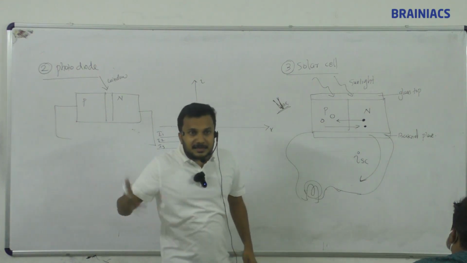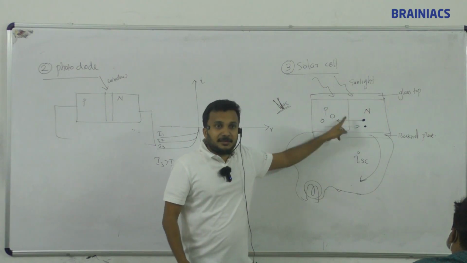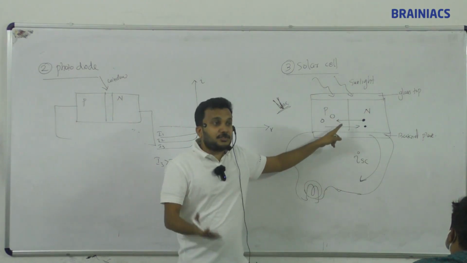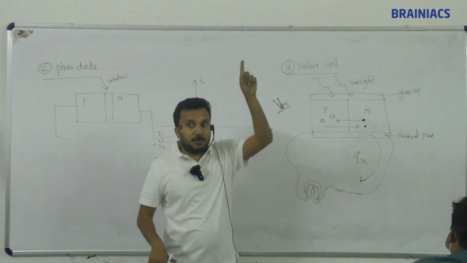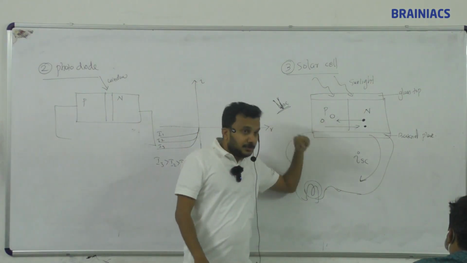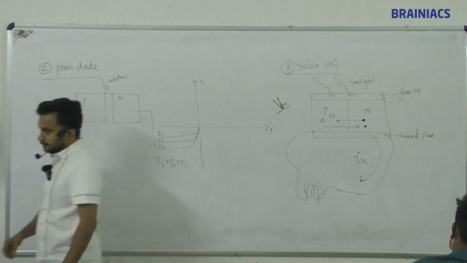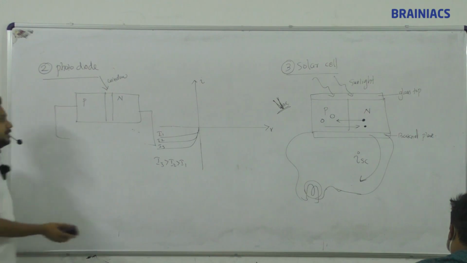When it increases, what does that mean? The voltage available within the diode is stored at which time? Morning time, daytime. That voltage you are using in the form of current. Understood? This is happening in the solar cell.